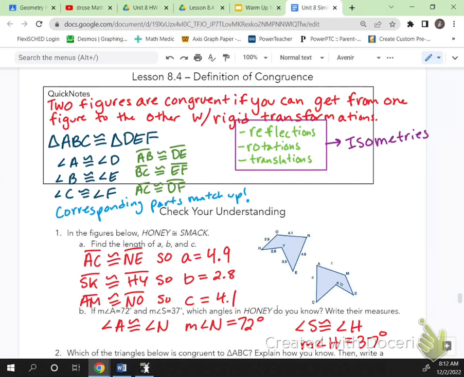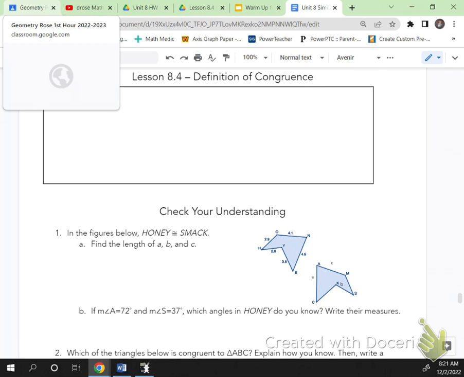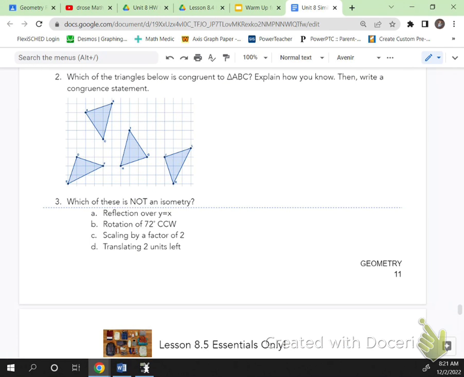Did you guys try 2 yet? Which of the triangles below is congruent to ABC? What'd you guys get? IGH? Yep. What'd you say? And then 3, it's multiple choice. Which one is not an isometry or rigid transformation? C. Good. We'll write that in really quick. So we should have gotten C. We should have said triangle ABC is congruent to triangle G.